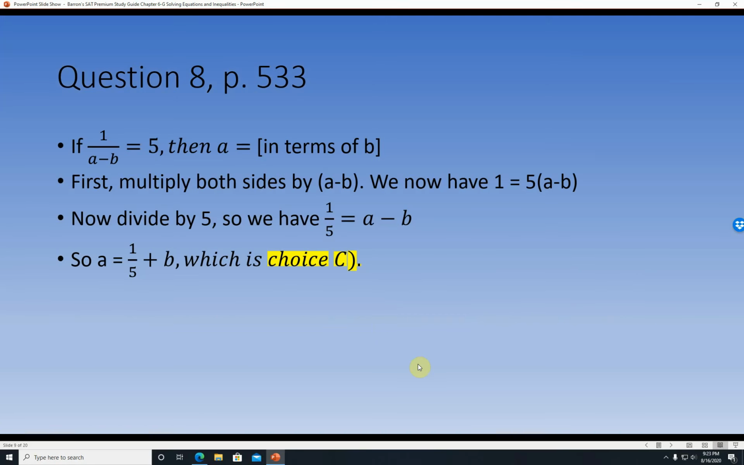Make sense? Question 8, page 533. 1 over (a minus b) equals 5, then a equals, again, something in terms of b, which you can tell by looking at the answer choices. First, you want to multiply both sides by a minus b. So now we have 1 is equal to 5 times (a minus b). Now we're going to divide by 5, so we have 1/5 is equal to a minus b. So then a would have to be equal to 1/5 plus b, because we just add b to both sides, so we get a by itself. So a is equal to 1/5 plus b, which is choice C.